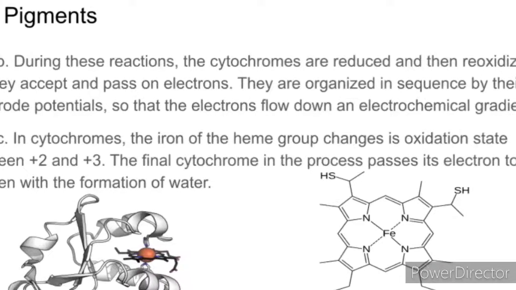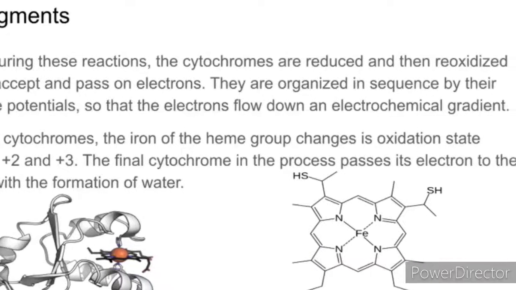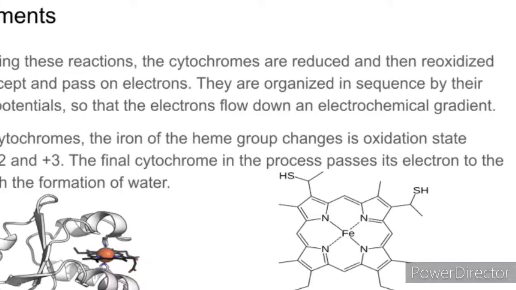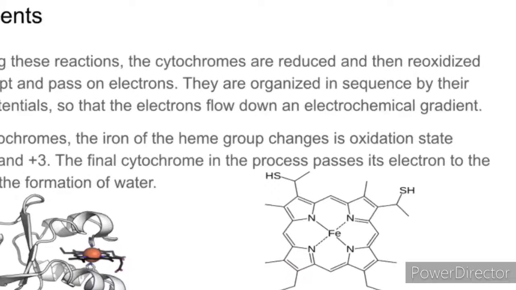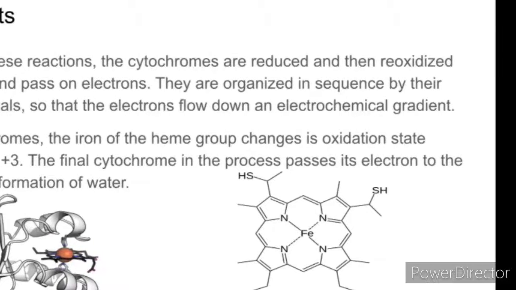In cytochromes, the iron of the heme group changes its oxidation state between +2 and +3, and the final cytochrome in the process passes its electron to the oxygen with the formation of water. This is actually where the poison cyanide acts, because it prevents that last step.